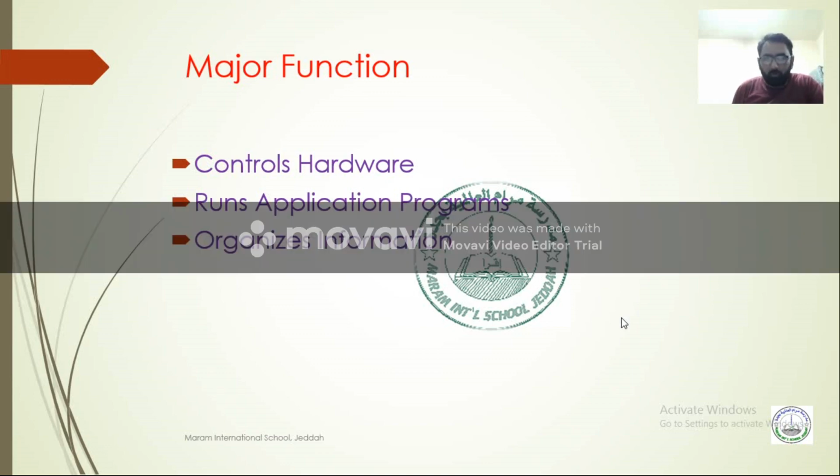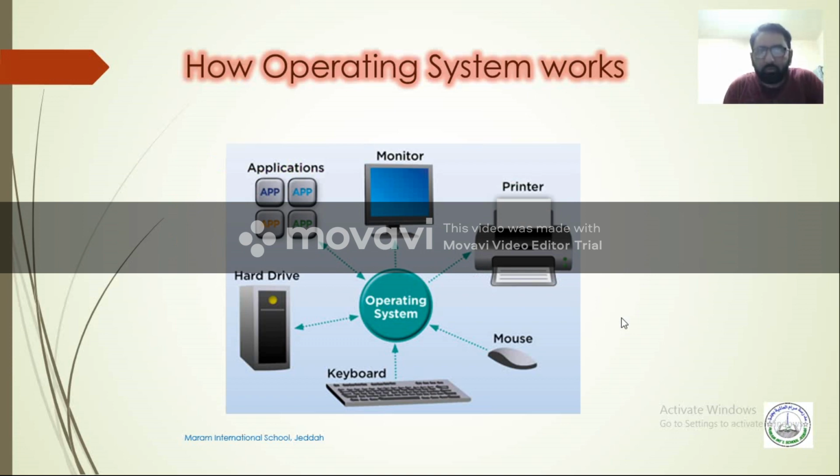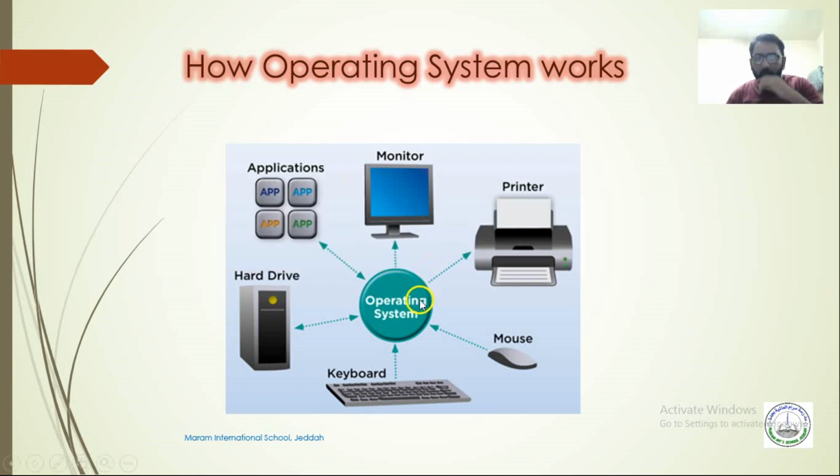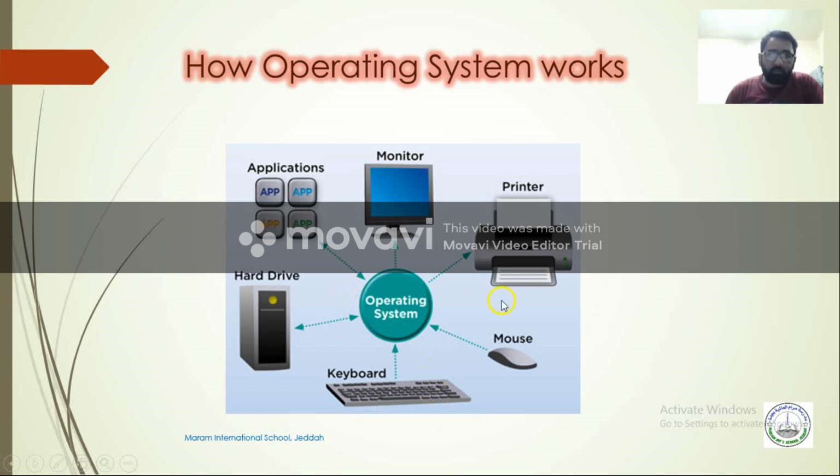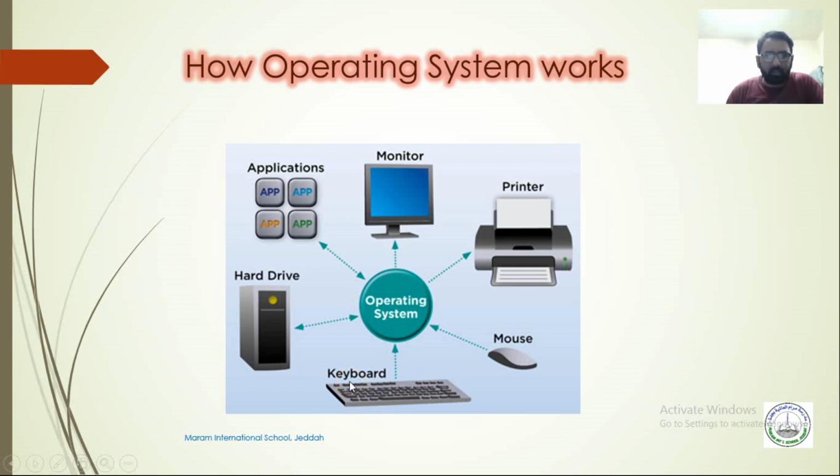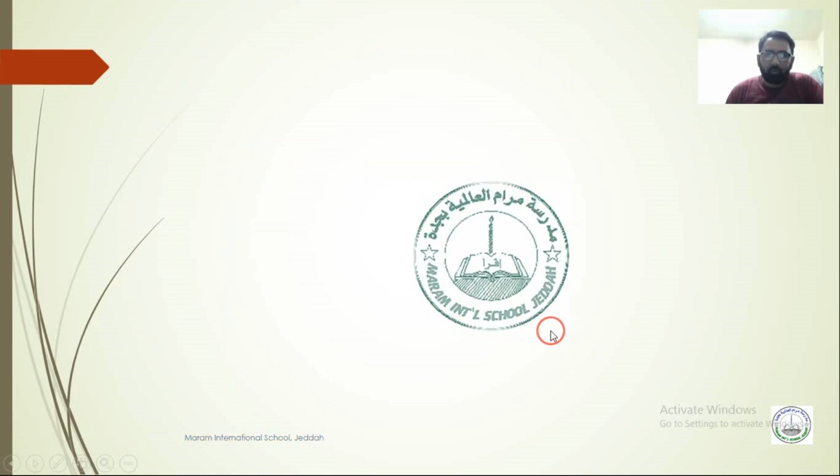Look here, I have shown you this diagram of how the operating system, or Windows, works. The Windows operating system can control all the peripheral devices attached to the system, and it controls all the activities of the computer: mouse, printer, monitor, application software, hardware, keyboard, cameras, scanners. All of these are controlled by the operating system.